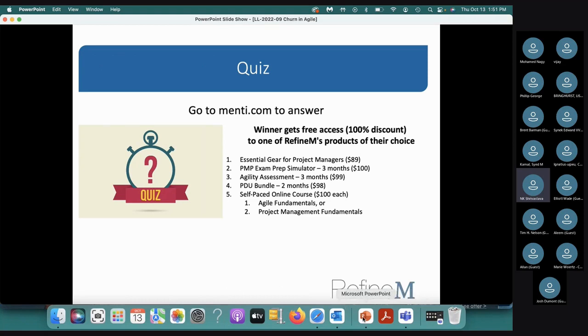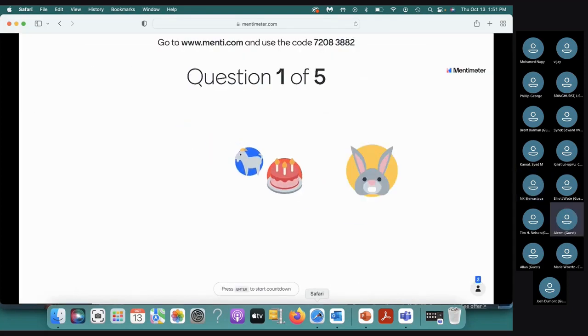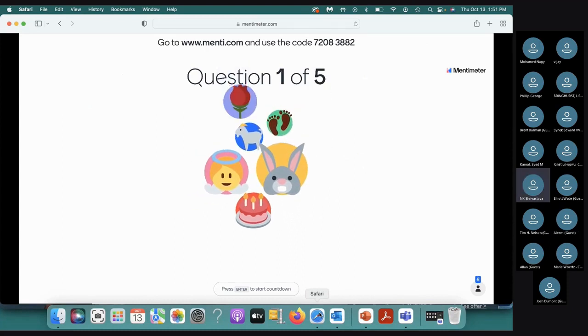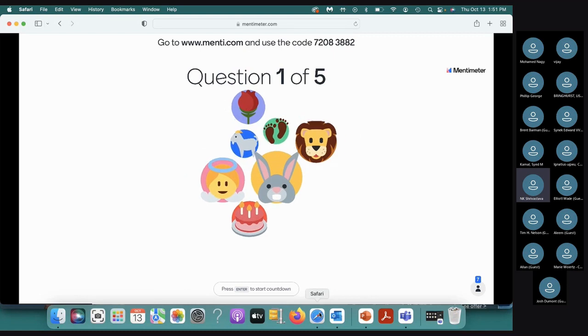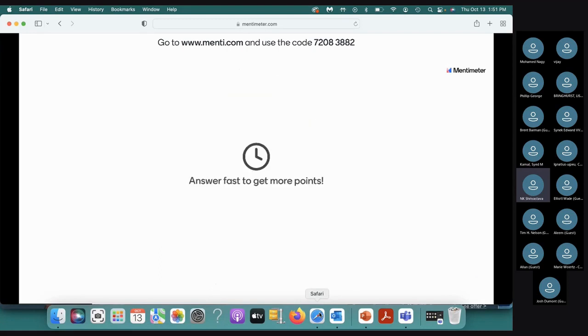So everybody go to menti.com if they are ready. So there'll be 5 questions. And if you have not participated in the quiz, it runs like one by one, the questions will come. And you answer. If you answer right, you get some score. And if you answer right and answer fast, you get more scores. So at the end, the scores are compiled and then winner is decided. So this is kind of a little fun here.